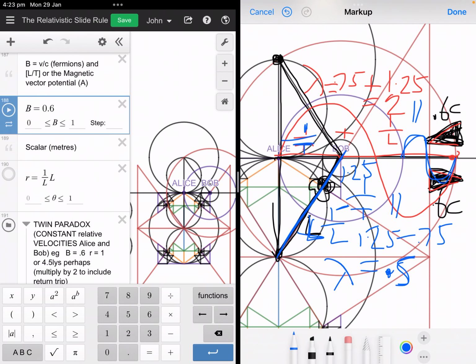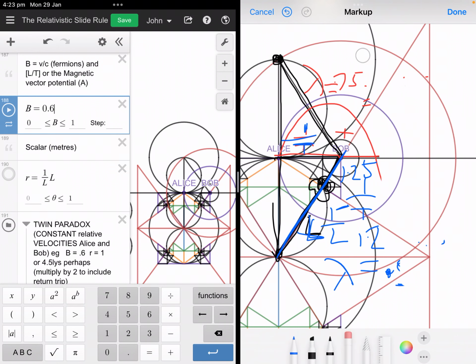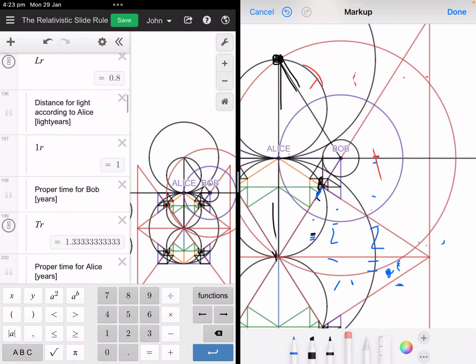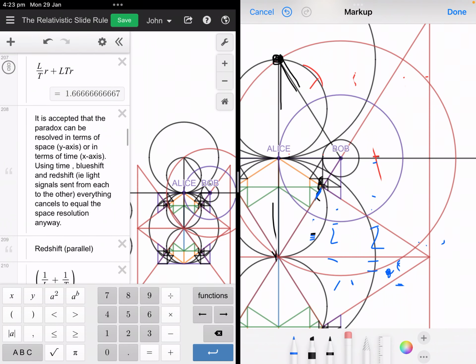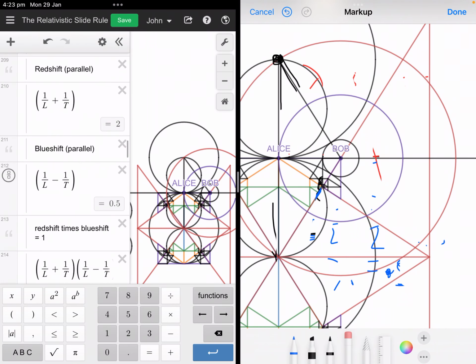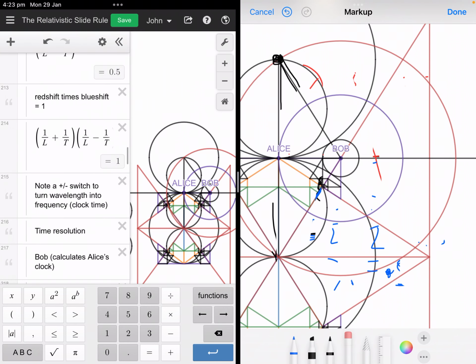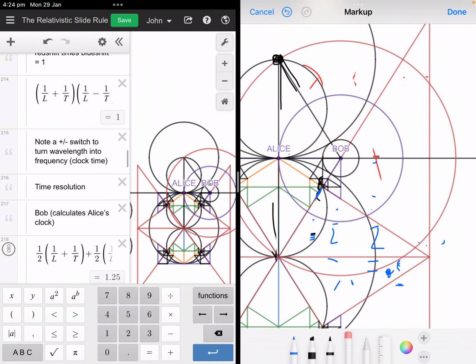But because they're flying away from each other and then towards each other, it's a parallel red shift and blue shift. So what is the equation? Well, go back to here, come down to here's the redshift. As I said, it's 2 at the moment, and the blue shift is 0.5, and if you multiply them together you always get 1 regardless of the velocity.